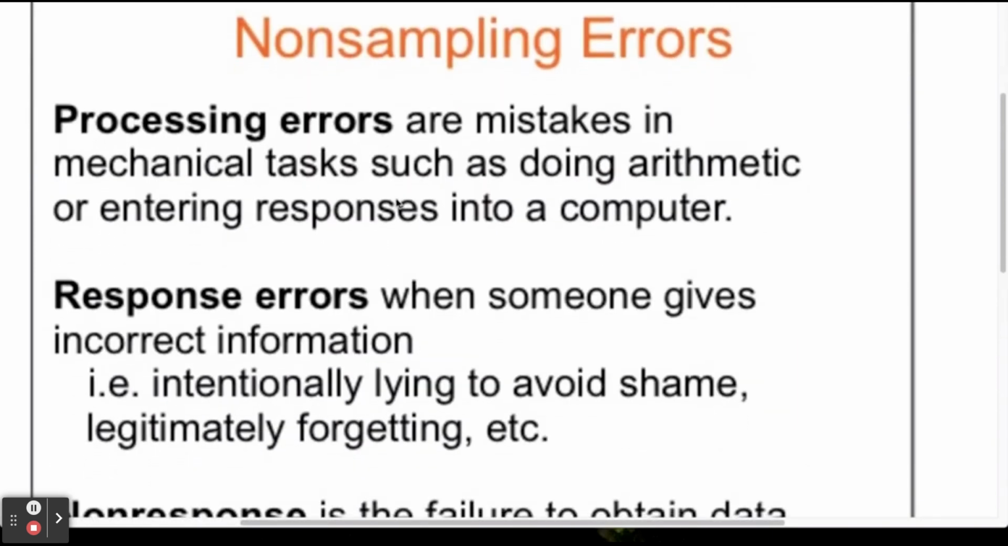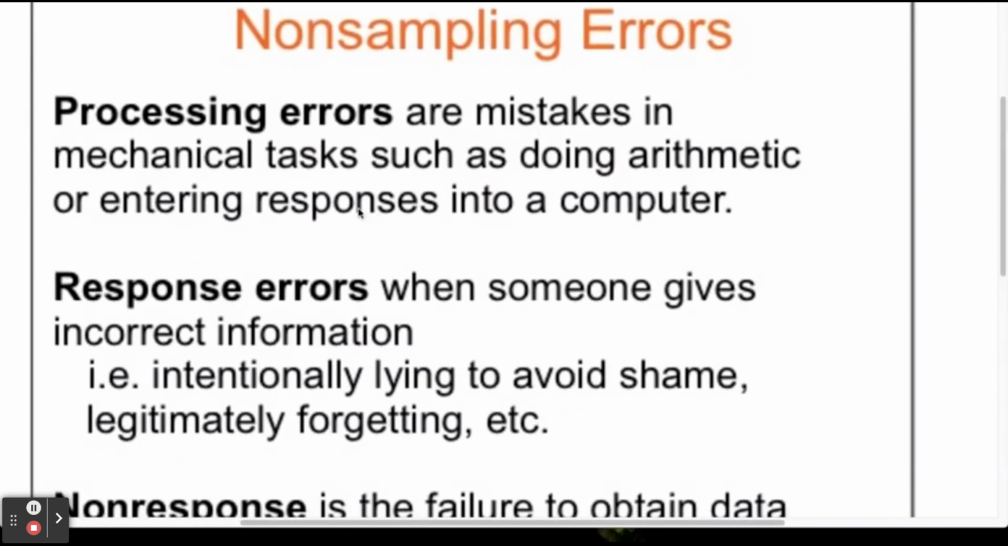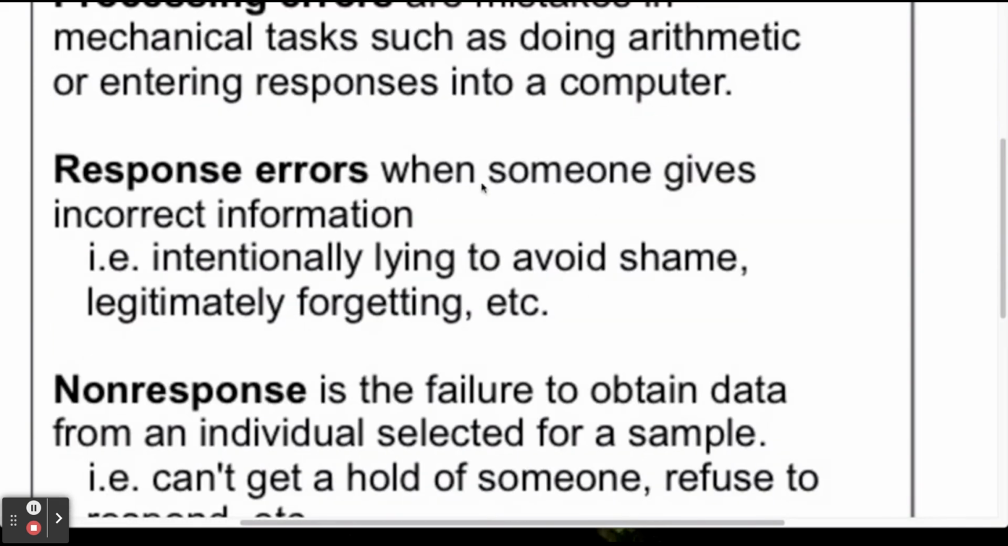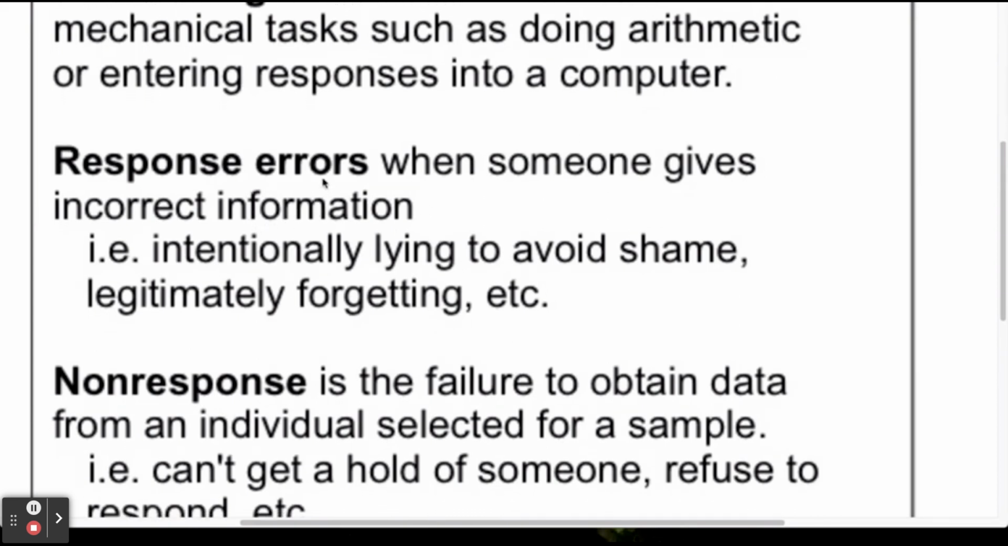So here are some non-sampling errors. Processing errors are mistakes in mechanical tasks such as doing arithmetic or entering responses into a computer. Response errors are when someone gives incorrect information. Obviously that's something out of your control, but if somebody lies to you, maybe you're taking a sample around the high school of kids who have smoked, and they're going to lie to you because they're embarrassed or they don't want to get in trouble or whatever it might be, that would be a response error. And again, that's out of our control, and we theoretically wouldn't even know that it's happening.